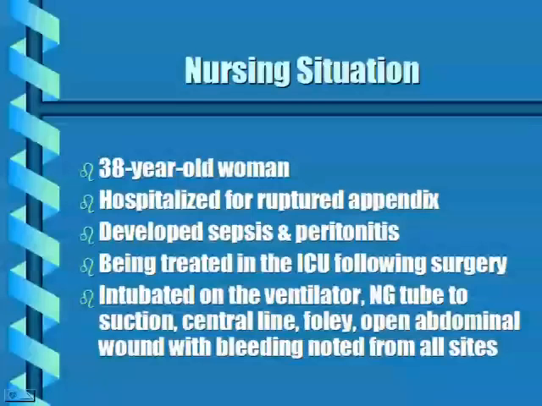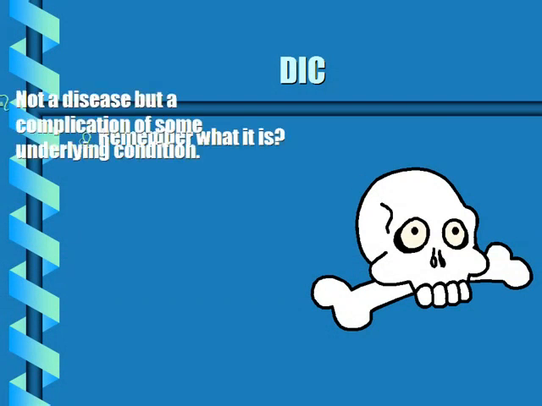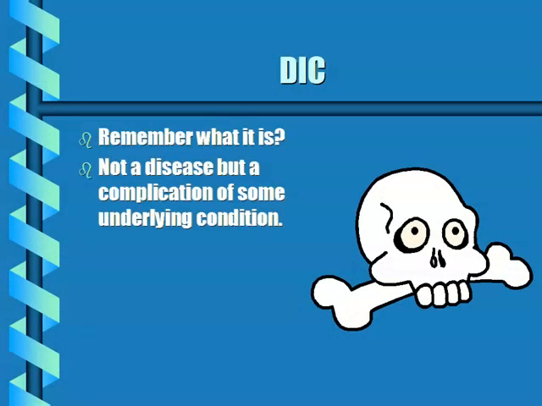What's wrong? Well, if you don't say DIC, you weren't listening a second ago. Because it's DIC, disseminated intravascular coagulopathy. It's not a disease, but a complication of some underlying condition. It causes multi-system problems. It's life-threatening and carries a high mortality rate, about 80% or more.